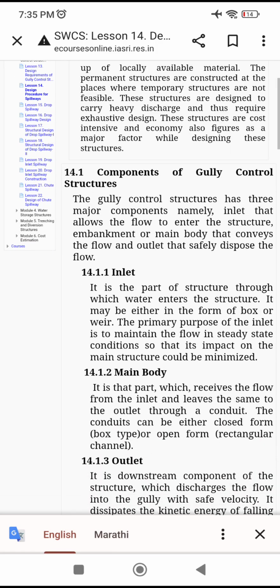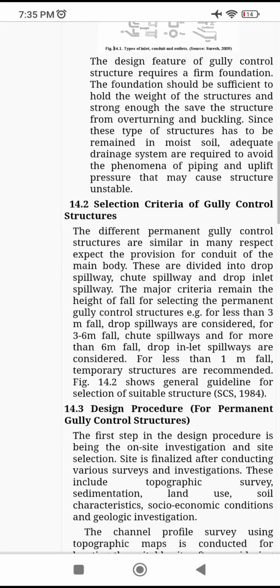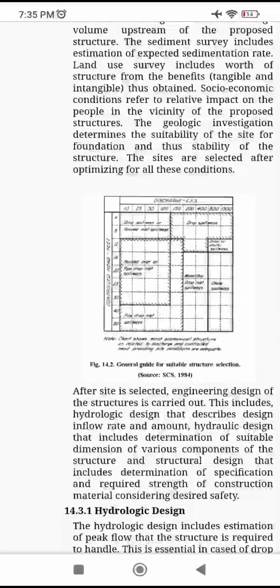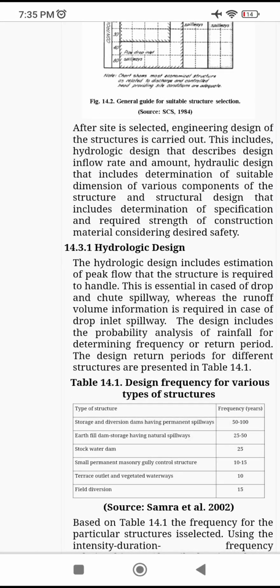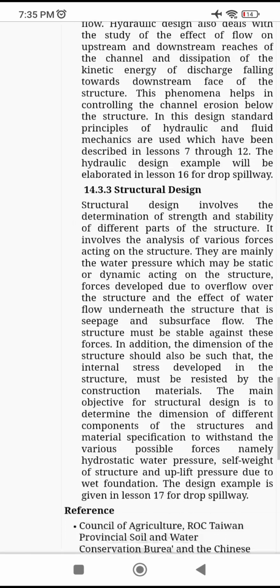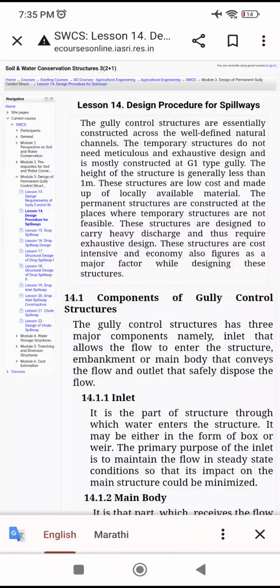Now, components of gully control structure: inlet, main body, outlet. Then selection criteria. Then design procedure, how we should design. So the hydrologic design is one of the aspects to design the permanent gully control structure. Then hydraulic design, then structural design. So I think they have explained this one in detail.